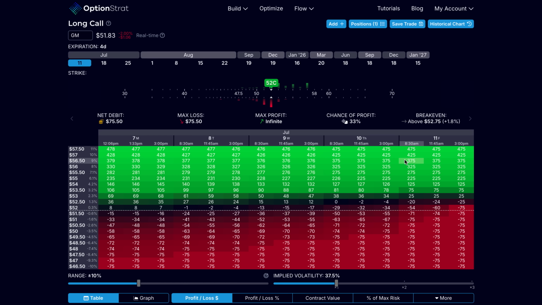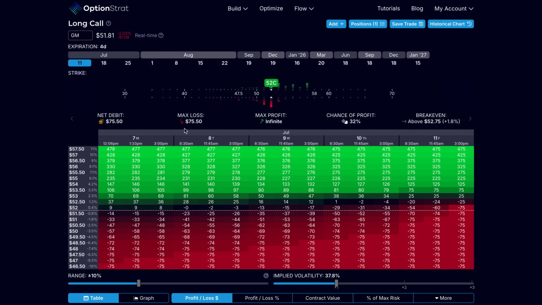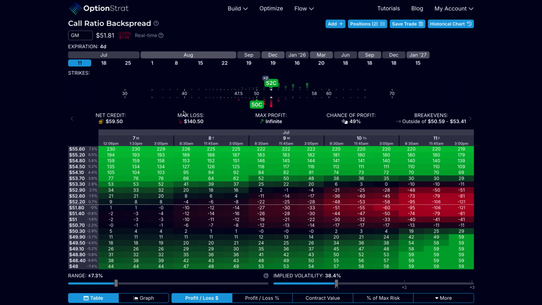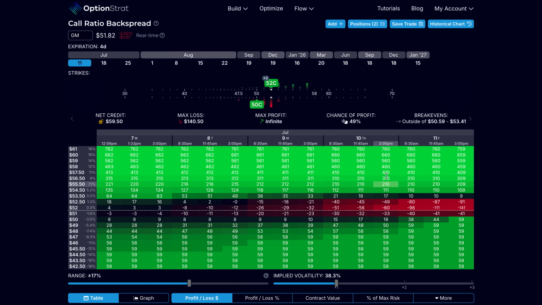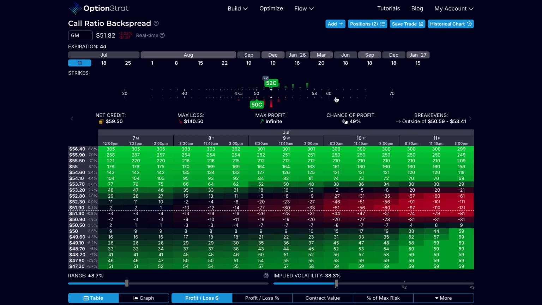So now let's take a look at this new strategy. We're still buying calls. We're buying 2 calls and we're selling 1 call. Now here you need to enter for a credit. Max loss, as you can see, has increased for this example from 75 to 141. But as you can see here, you still have infinite upside potential. So your max profit is still infinite to the upside. You can still continue to make money to the upside as long as GM continues to go up. Chance of profit has increased for this example. We went from 33 to 49%.